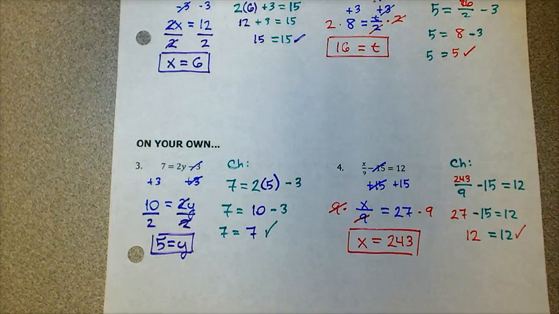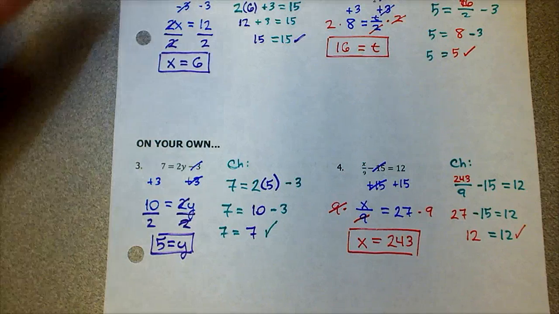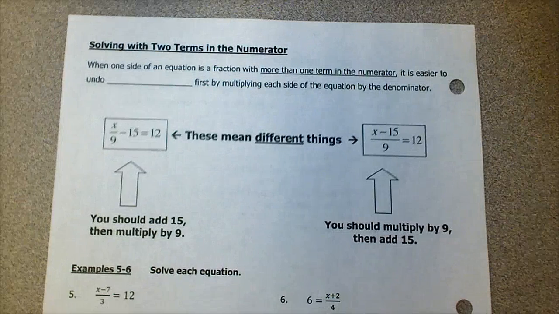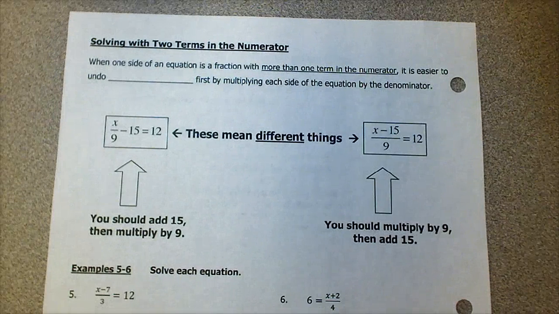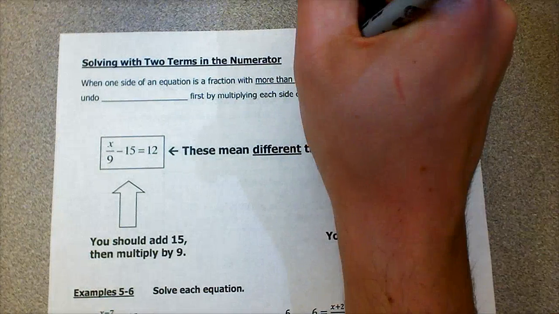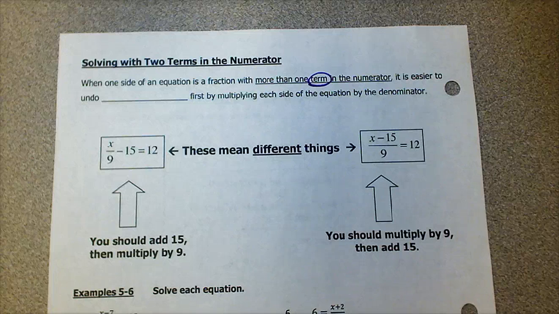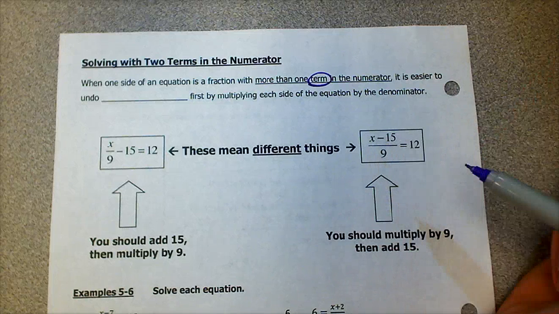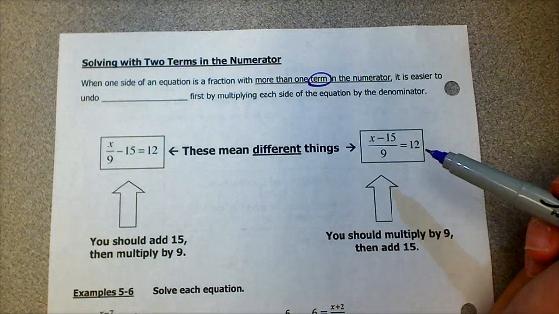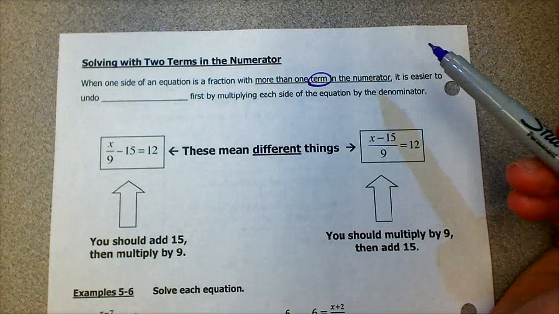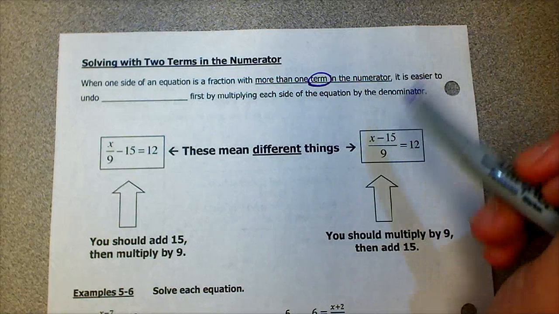Okay, so if you have those correct, go ahead and go to the back side now, and we're going to talk about a couple of problems that are sort of exceptions to the rule we had in the front. So when one side of an equation is a fraction with more than one term in the numerator, and here's what I mean by that phrase term. If I have a numerator that has a sum or a difference in it, then that would be called two terms.